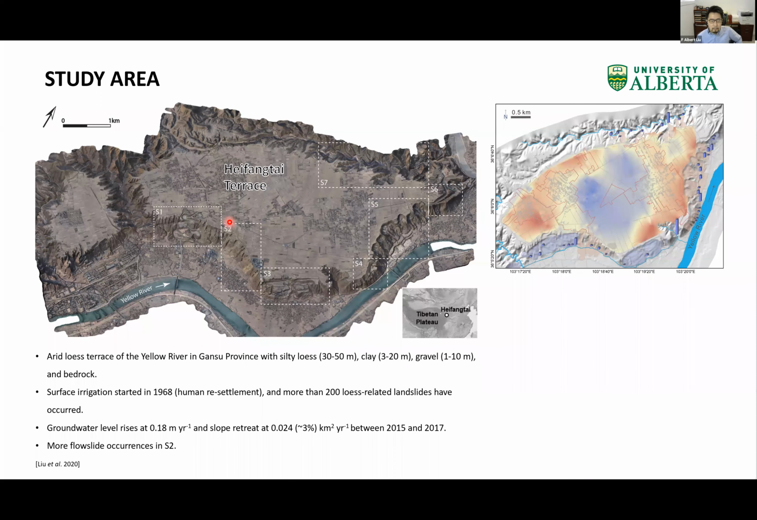So we look at the groundwater level. Here the groundwater level data is combined from 25 ERT surveys covering the entire surface area of the terrace, and also 6 monitoring wells located at different locations on the terrace. And you can see, by combining and estimating the groundwater level, the blue means high groundwater level and the red means low groundwater level.